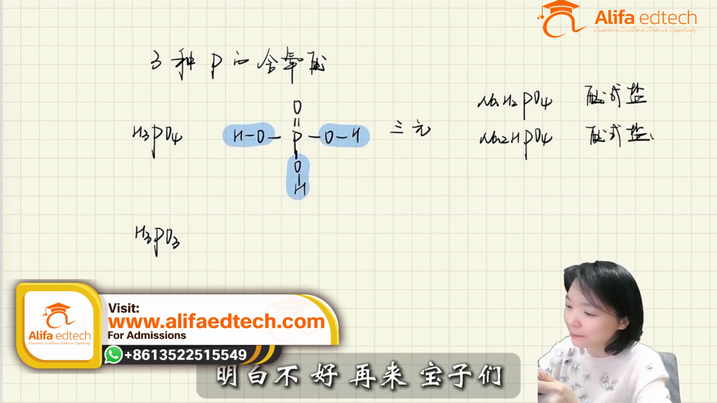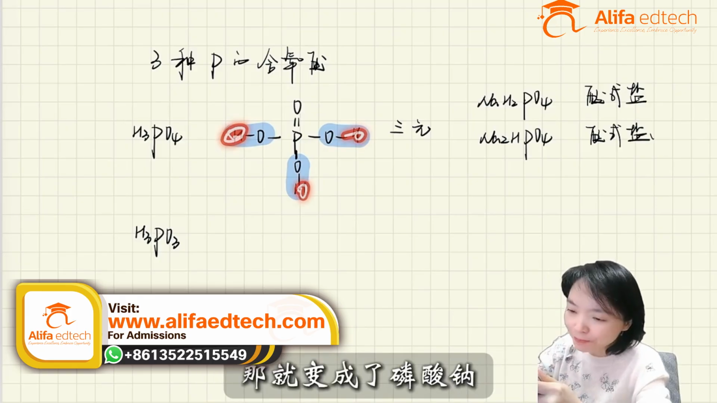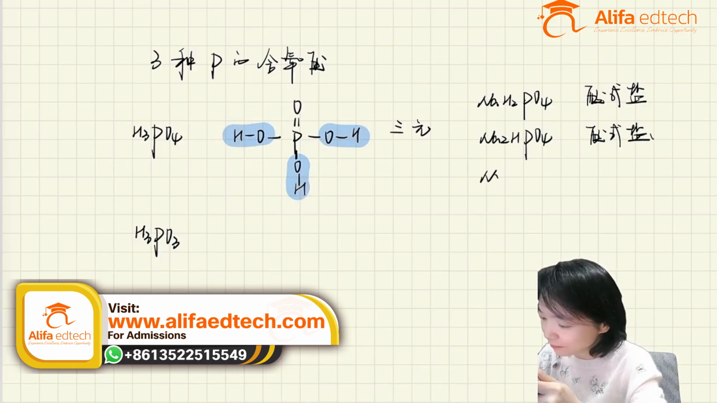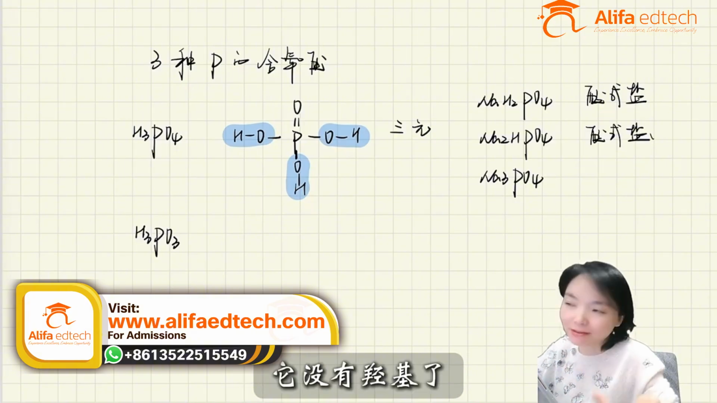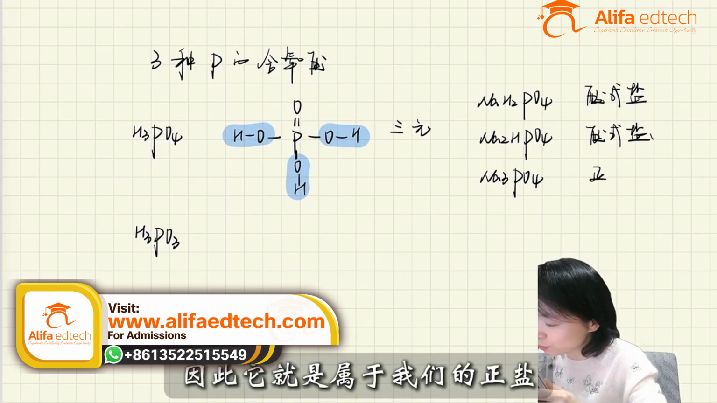Understand? Now let's continue, kids. Look carefully. I'll replace all three with sodium. Then it becomes sodium phosphate. At this point, it has no ionized hydrogen, can't continue to react with our base. Therefore, it belongs to our normal salt. So what do we do with this?